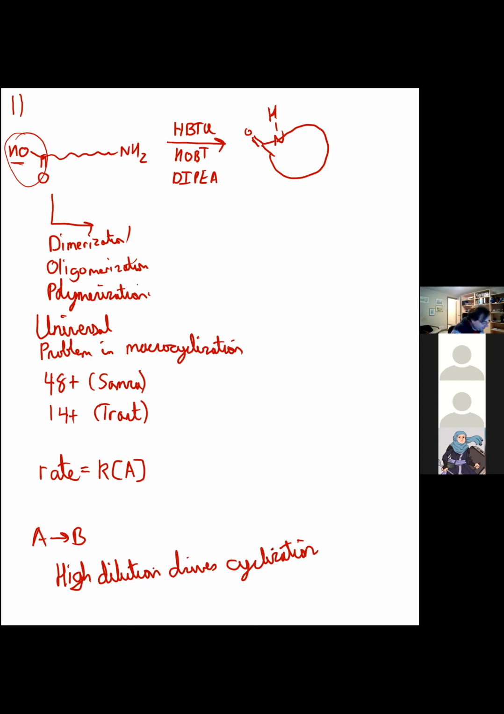So, high dilution drives cyclization. So that's one thing we can do.